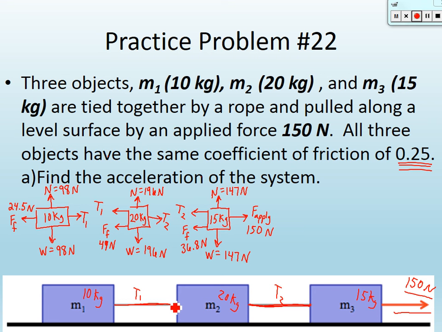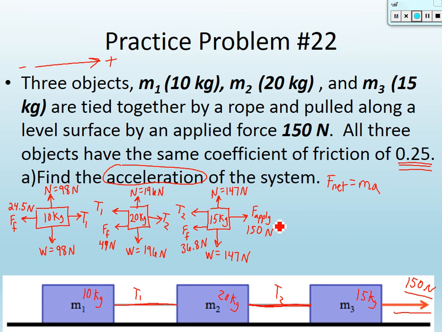So I hope that you could figure out the free body diagrams for these 3 rail cars. Now let's go ahead and answer the question, what's the acceleration of the system? Whenever you see the word acceleration, you should think net force is equal to ma. Let's call everything to the right positive, and everything to the left negative, because it's moving to the right.